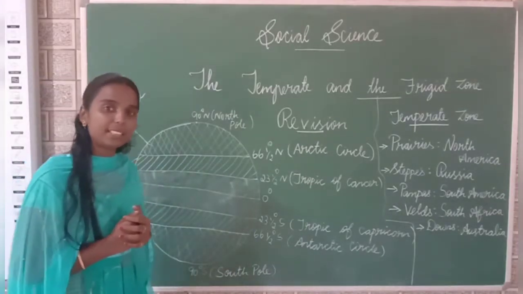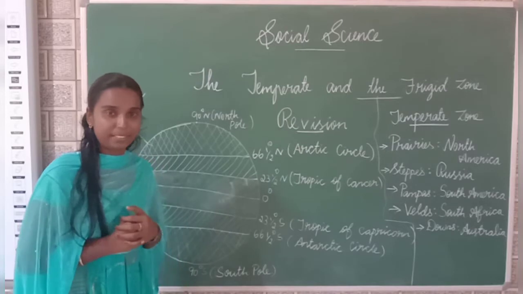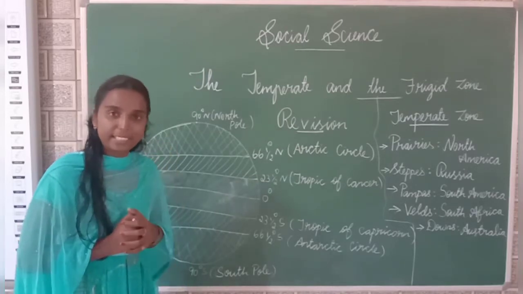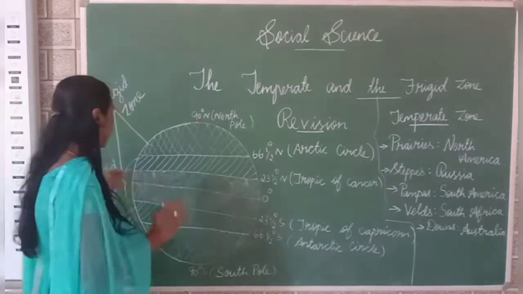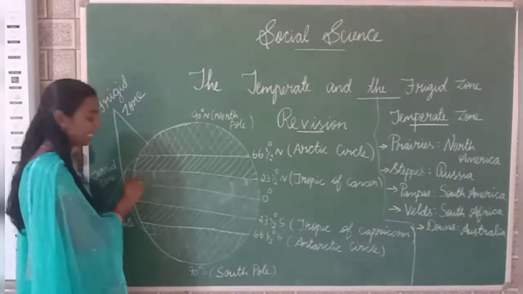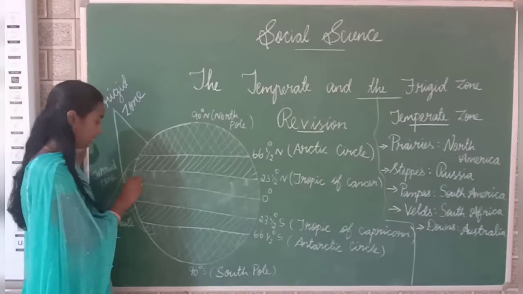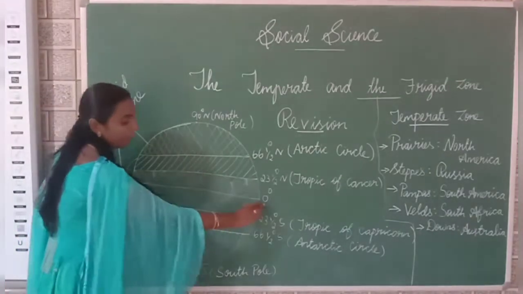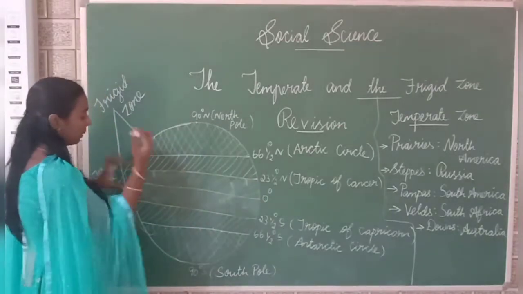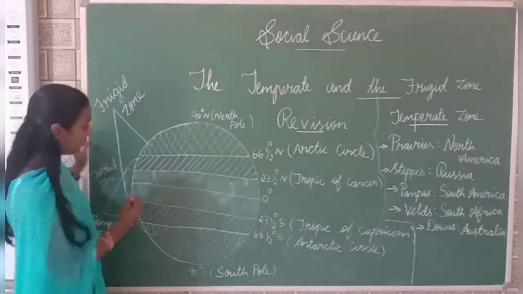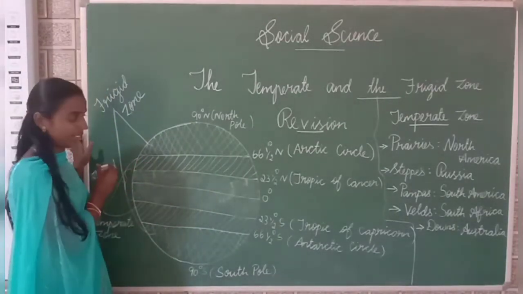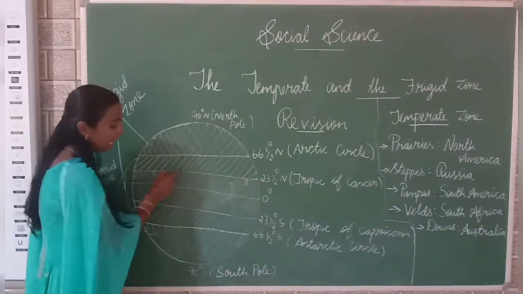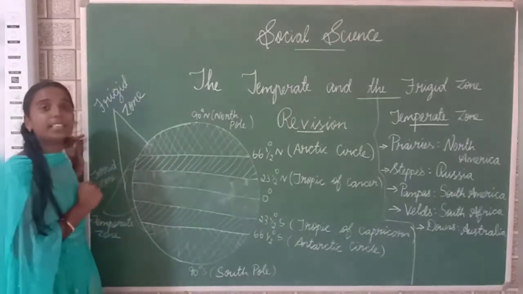So how many temperature zones do we have? We have 3 temperature zones, right? What are they? The torrid zone, the temperate zone and the frigid zone, right? So first, where is the torrid zone located? We have discussed it in chapter 3. It is along the equator, right? So we have the equator at 0 degrees. Between these two tropics we have the torrid zone, that is between the Tropic of Cancer and the Tropic of Capricorn. Along the equator we have the torrid zone.